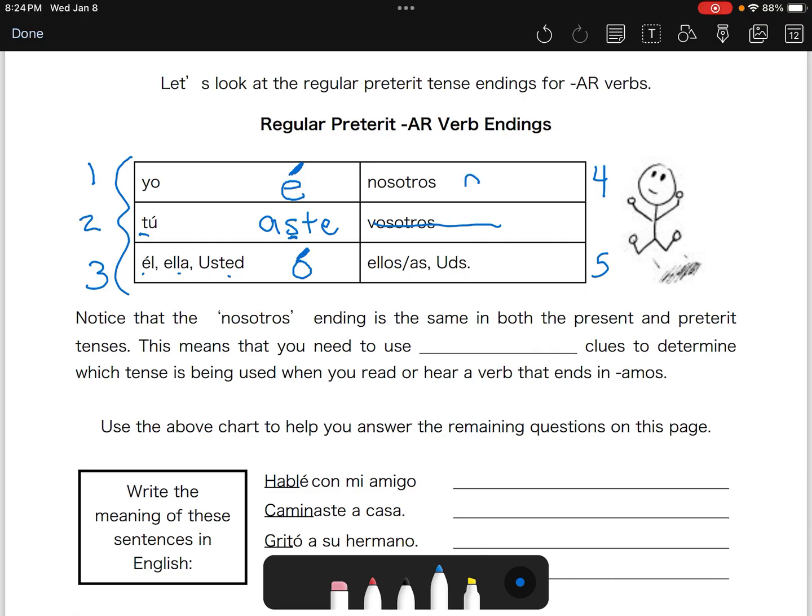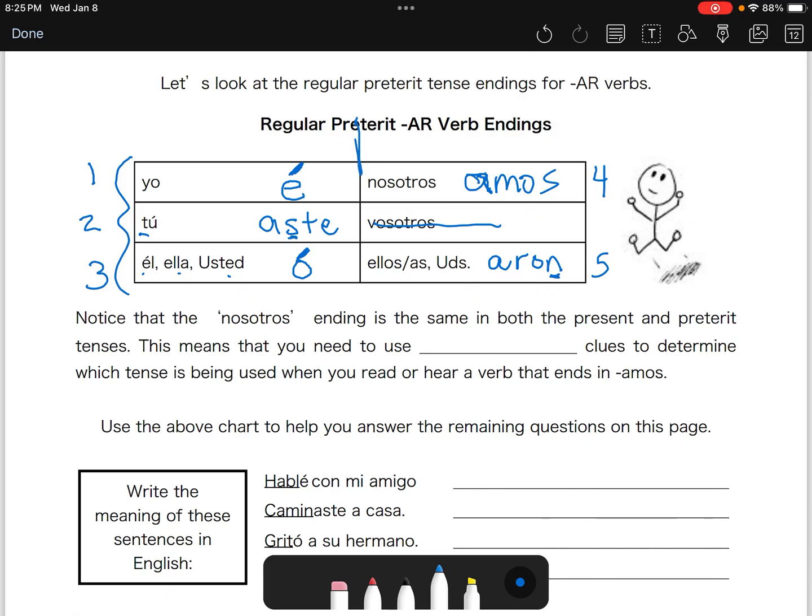Amos. This looks just like present tense, so you'll have to know by context. Ellos, ellas, ustedes is they or you all, and this ending is aron for conjugation block number 5. Notice there's an N. N's are plural. No matter where you're at, present tense, preterite, imperfect, future, you'll always see an N there for plurality.